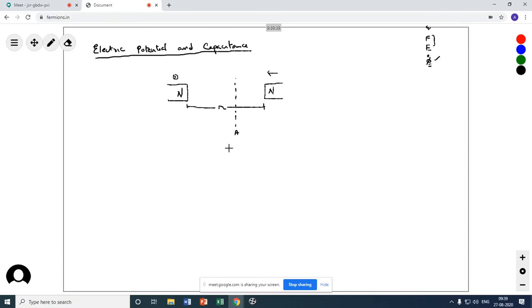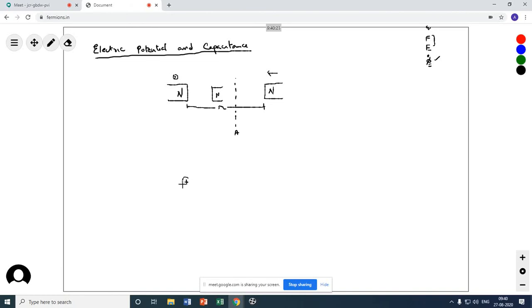Beyond point A you won't be able to move, because you are weak, or your capability is less, or your potential is less. Similarly, if you are strong, you may push the magnet against the repulsive force between the two north poles and bring it up to this far. That means your potential is more, your capability is more. So this is the concept of potential, or capability. Why not the same thing for charges?